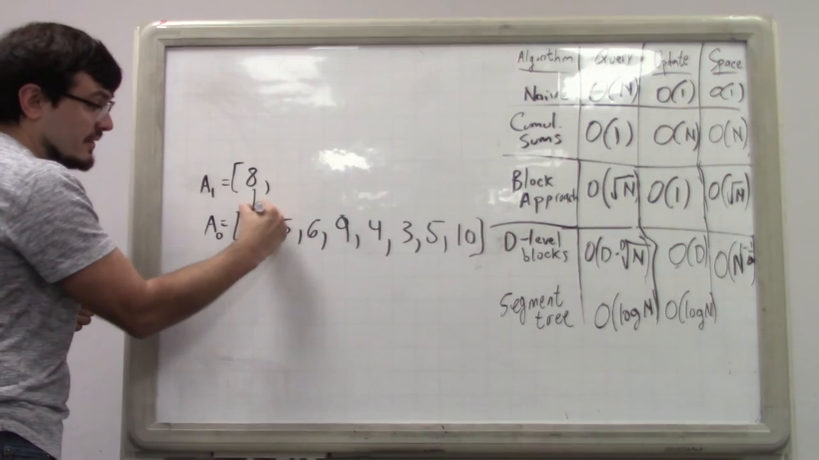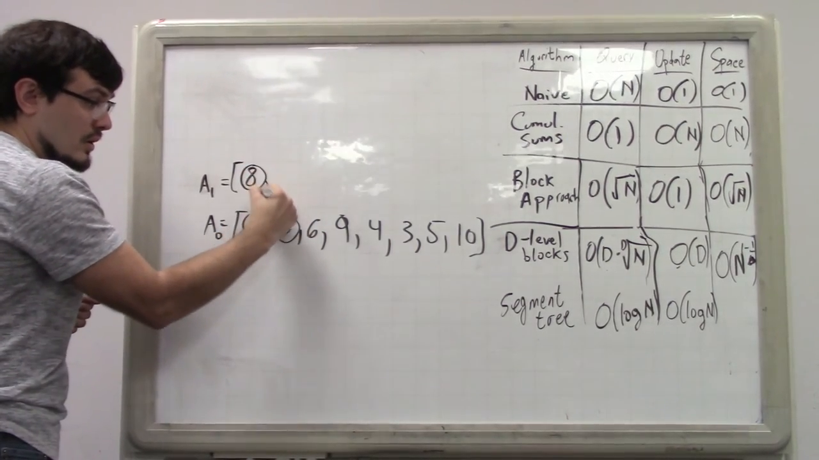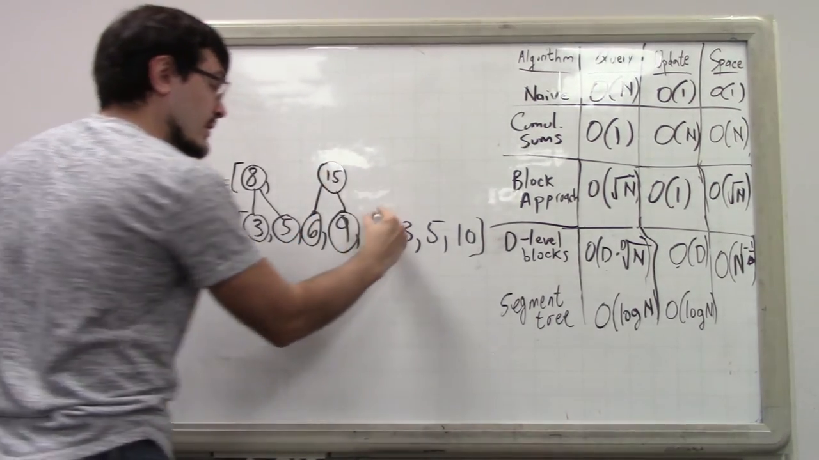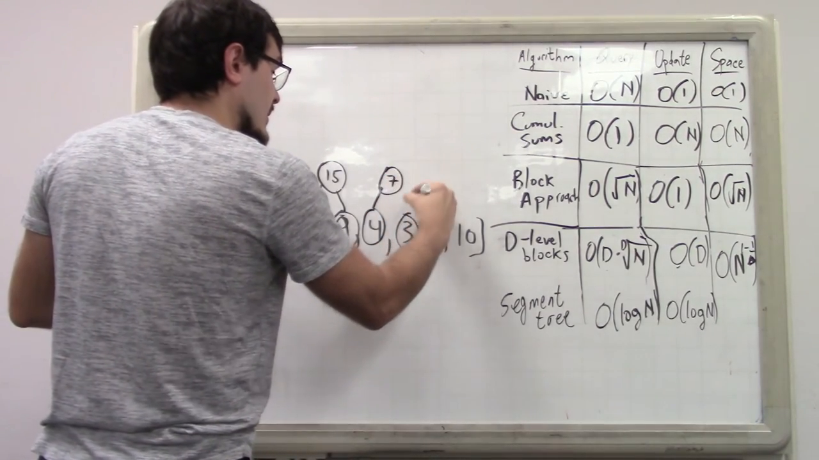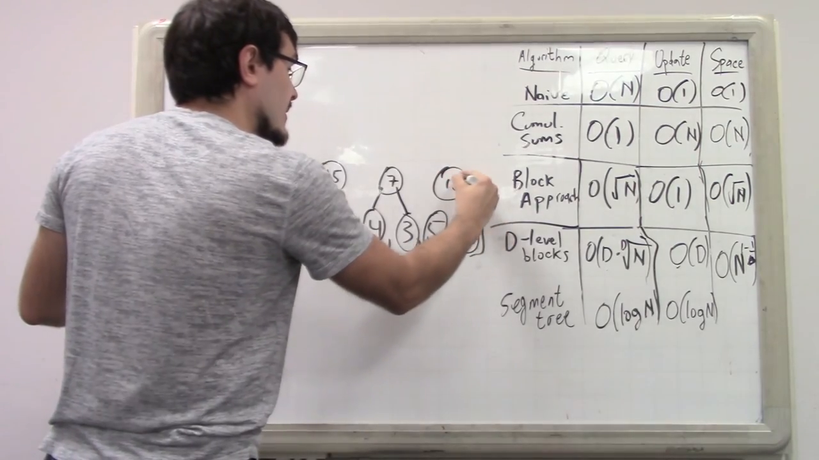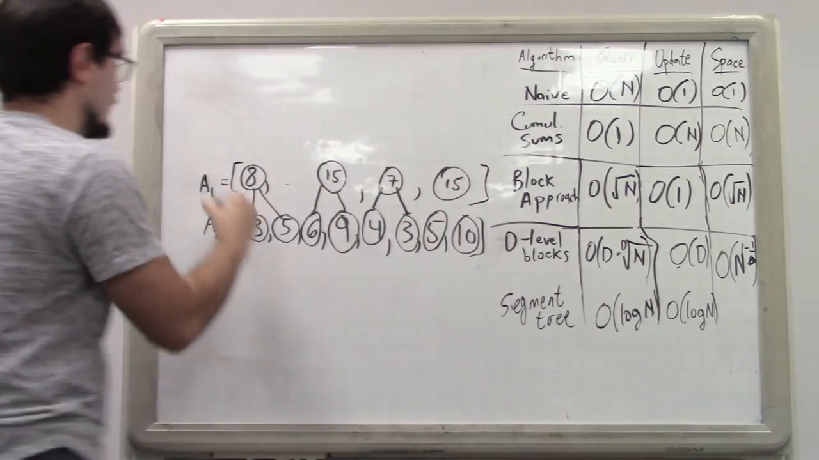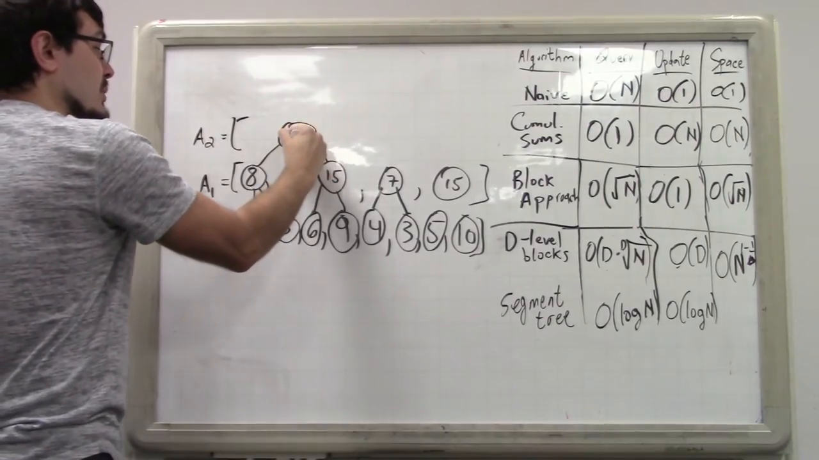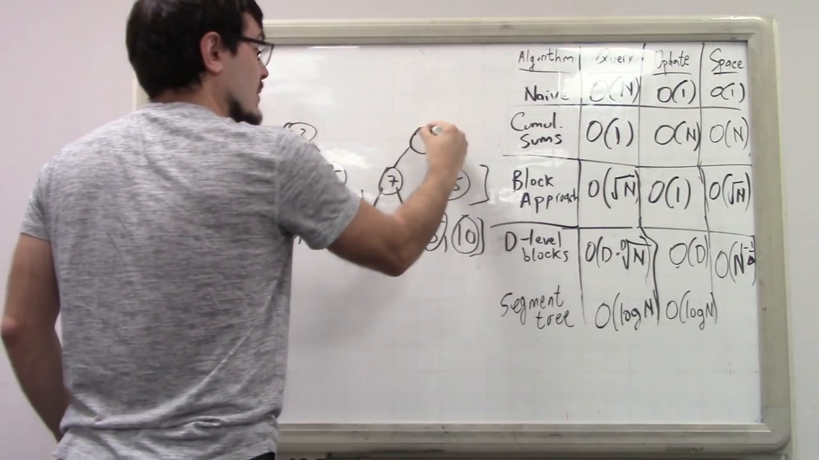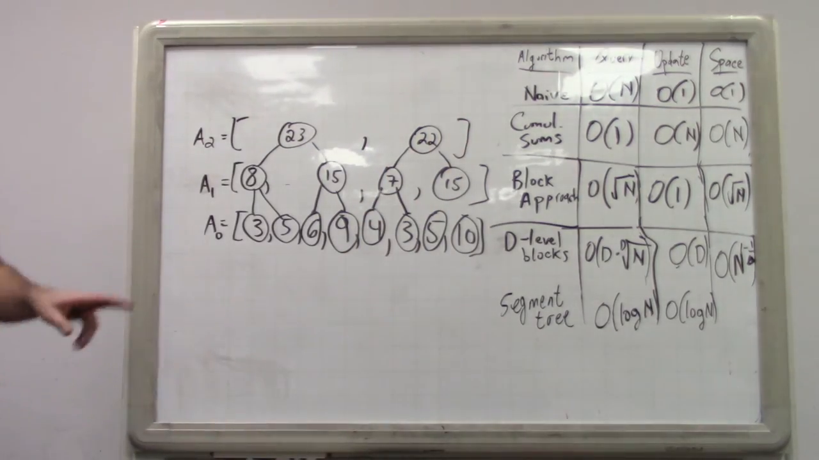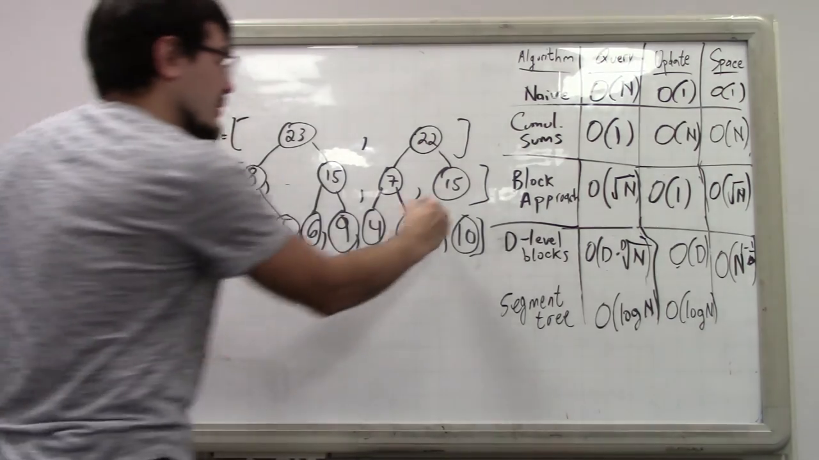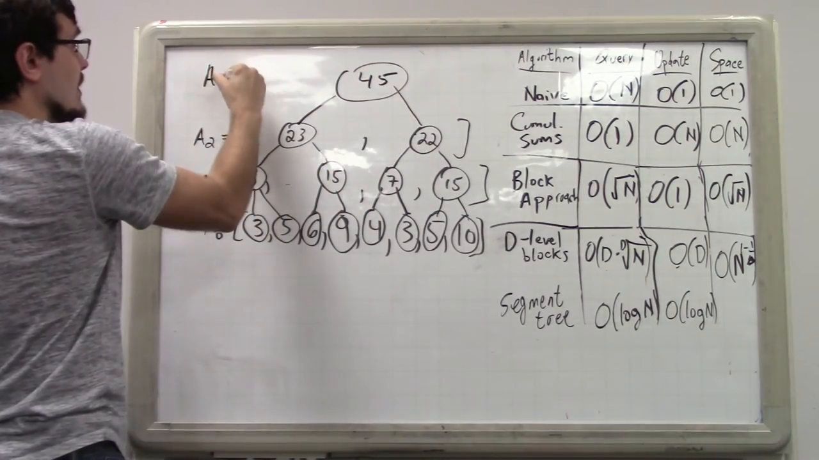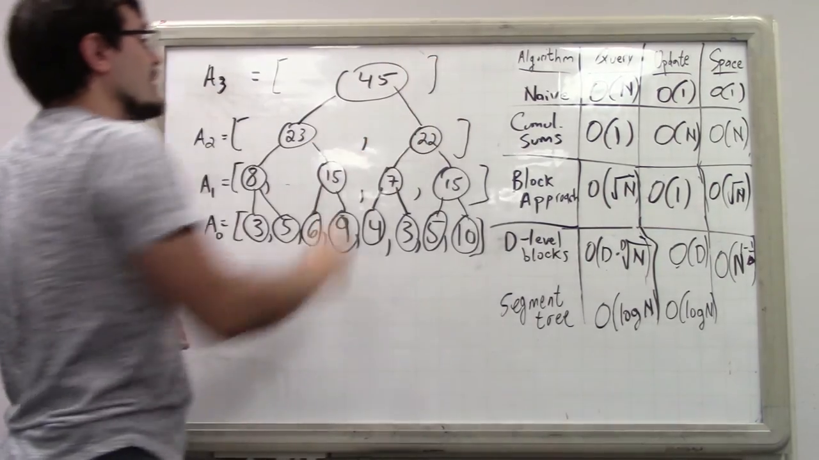So 3 and 5 sum to 8. 6 and 9 sum to 15. 4 and 3 sum to 7. And 5 and 10 sum to 15. Okay, and then make another level where, again, you always want the block size to be 2. These can just be arrays. I'm just drawing the tree nodes to help you see how this is a tree. And then once you get down to a single element, there's nothing else to summarize.